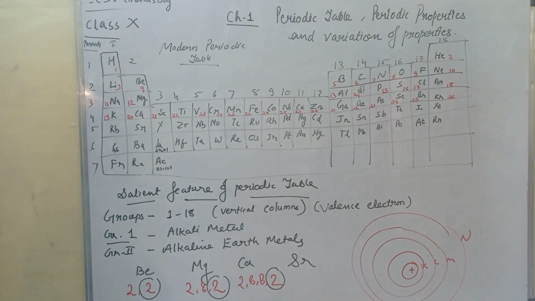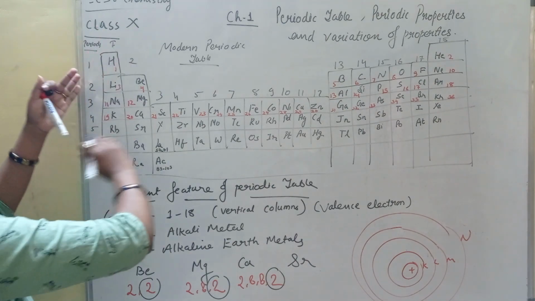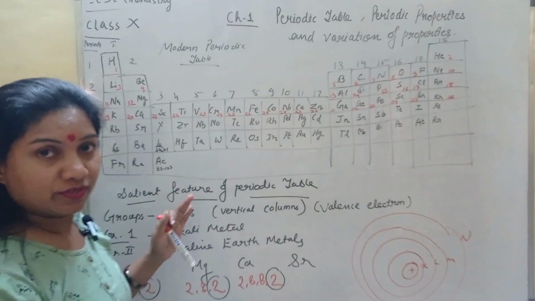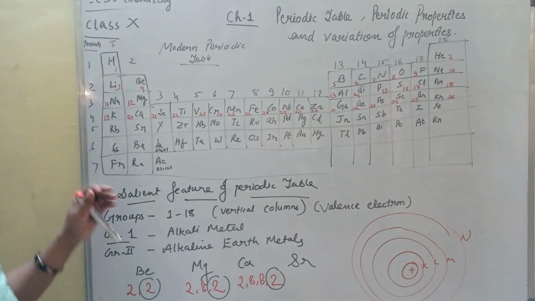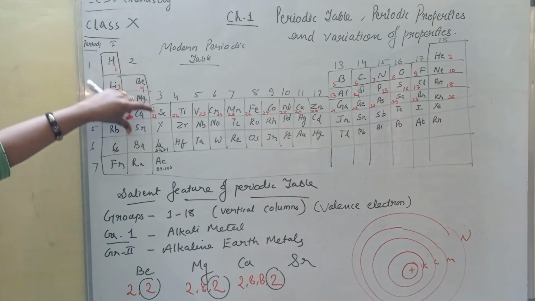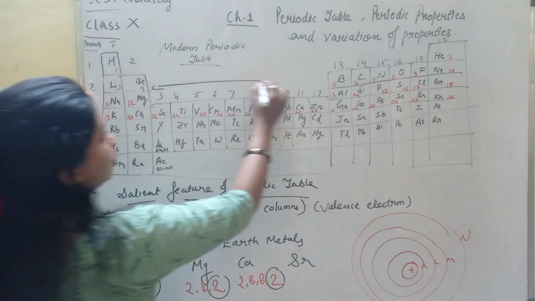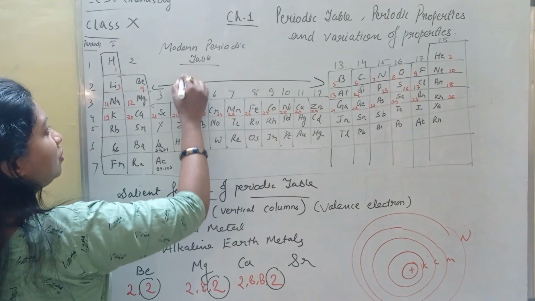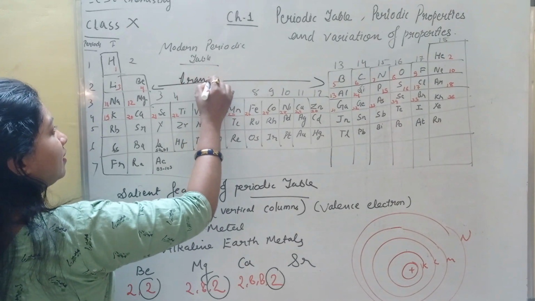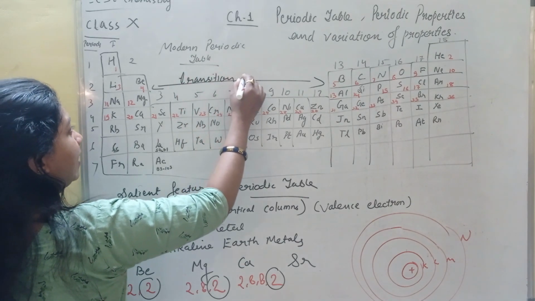When we are talking about group, we are talking about these vertical columns. We are not talking about the horizontal rows. Here we are only talking about vertical columns. Then from 3 to 12, this is not in your syllabus. The transition elements.